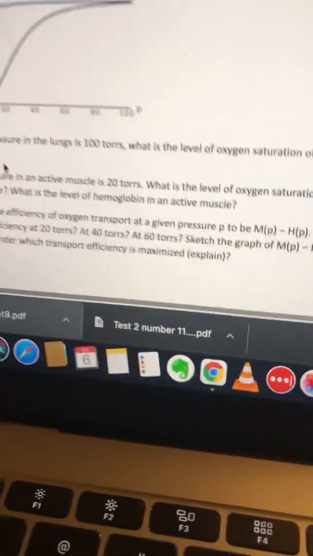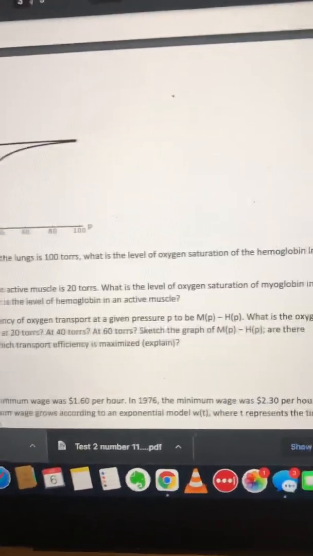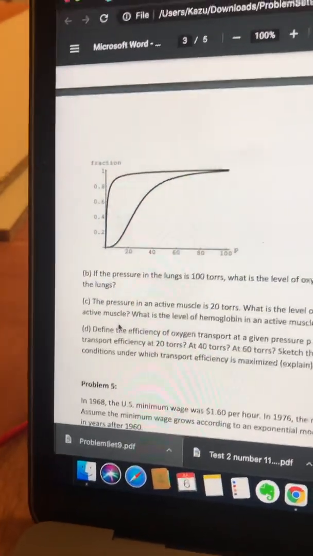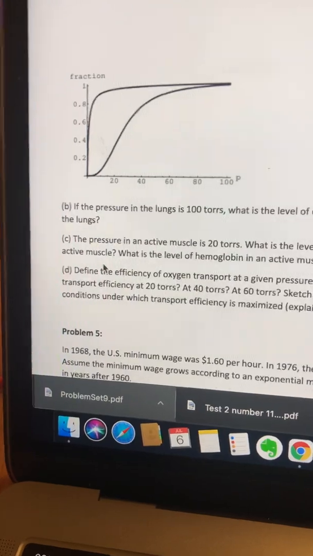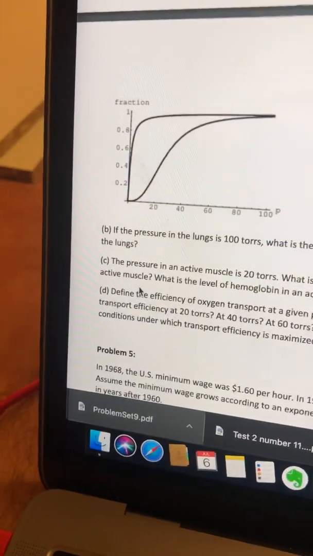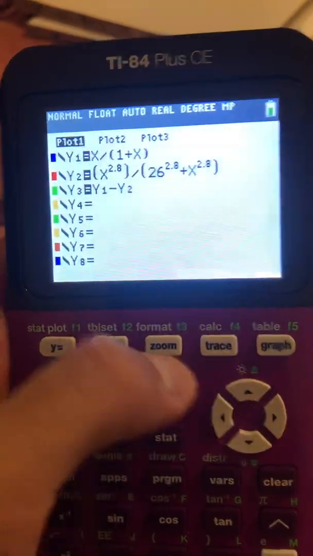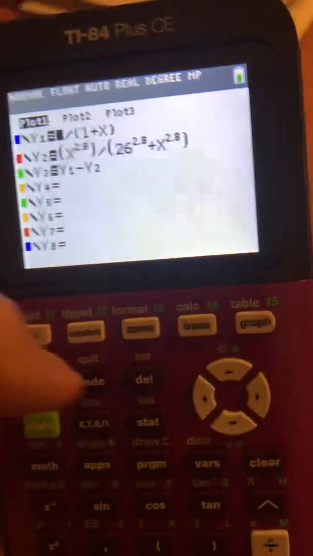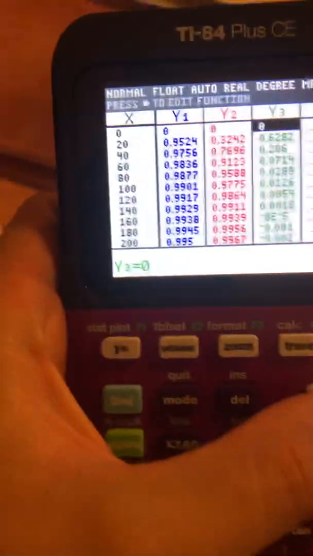Anyway, the next question asks, if pressure in the lungs is 100 torr, that's the unit that we're using for pressure, what is the level of oxygen saturation of the hemoglobin in the lungs? And so what we can do is either plug in 100 for our H of P formula, or, since we already have it punched into our calculator here, we go to our table function, so just press second and graph, and that'll get you to the table function, and it'll spit out a bunch of values.